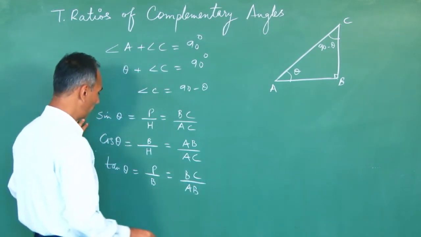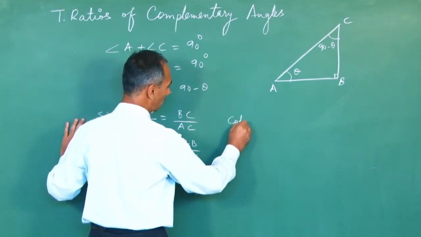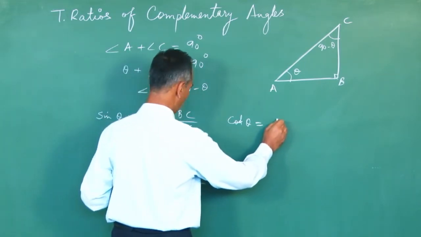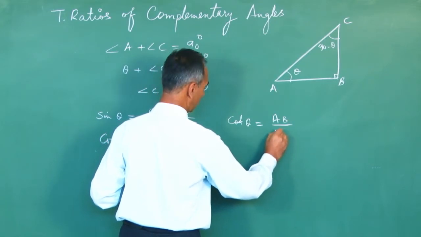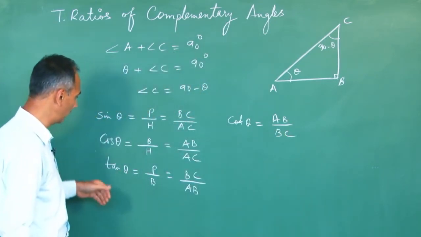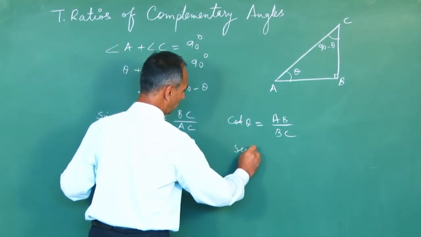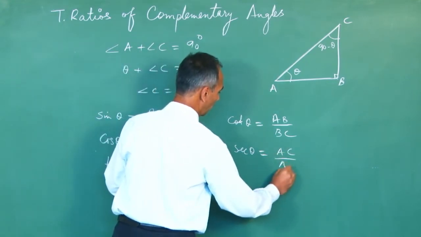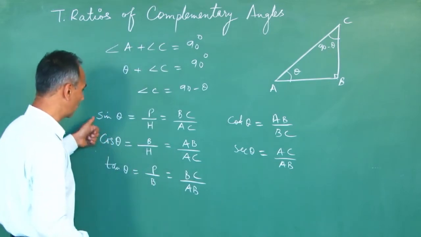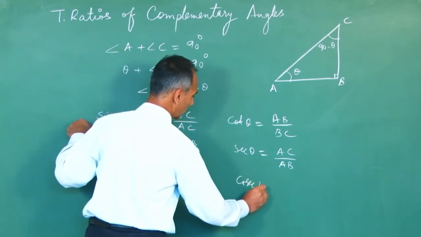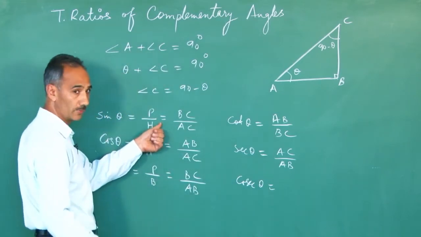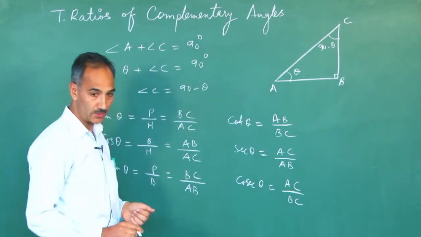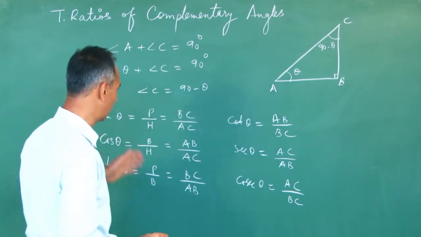Now we have the remaining three T ratios. My next would be cot of theta. Cot is obviously the reciprocal of tan. It's based upon perpendicular, so it will be AB upon BC. And cos will give me secant of theta, the reciprocal of cos. So this will give me AC upon AB. Now if I take the last one, that is cosec of theta. My cosec of theta is the reciprocal of sine, that is hypotenuse upon perpendicular. That would be AC upon BC. So we have prepared T ratios in terms of the acute angle theta, six of them.